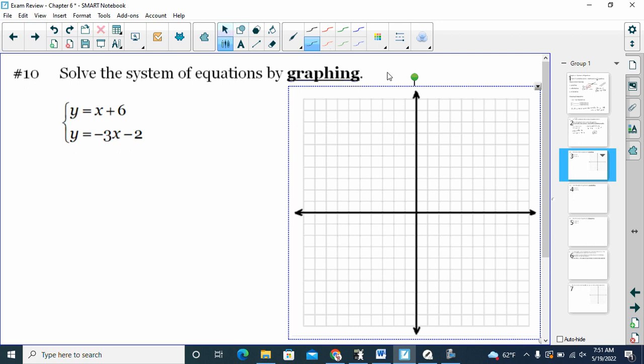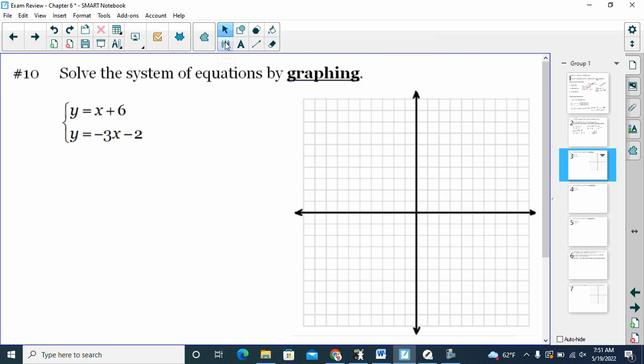Question number 10 asks us to solve this system by graphing. To solve by graphing, we graph the two lines and we see where those two lines cross. It's possible they don't cross. If they don't cross, we have no solution. So we start with this first one, y equals x plus 6. Remember, if there's no number written out front there, our coefficient is understood to be a 1. So we know our slope is 1 and our y-intercept is 6.